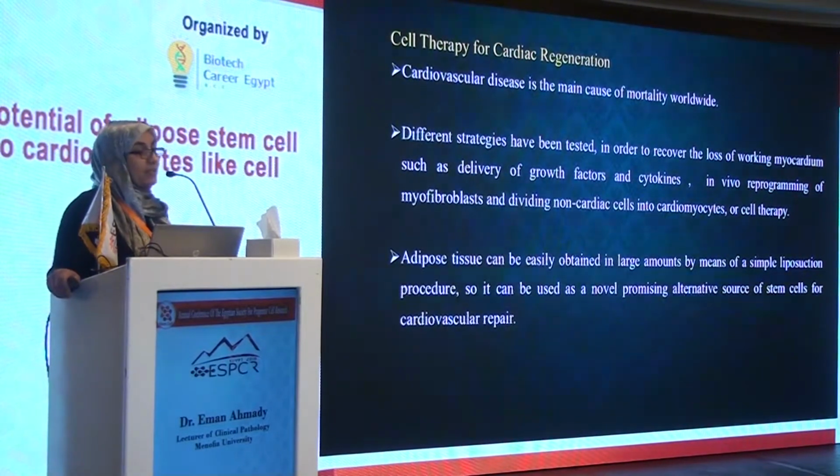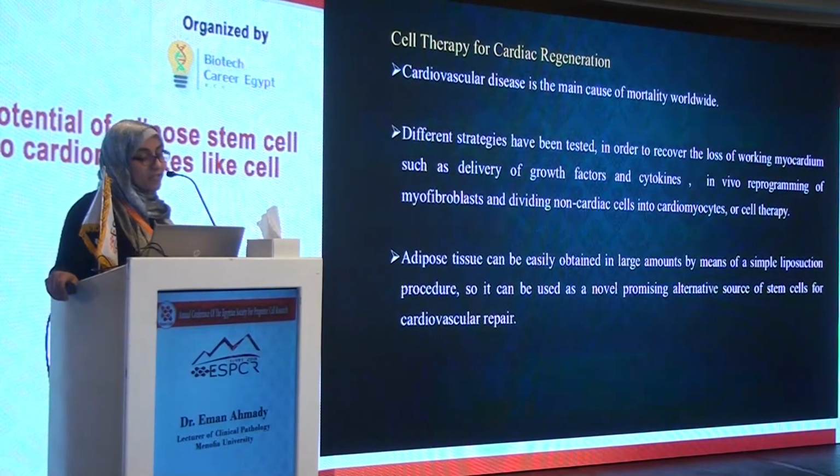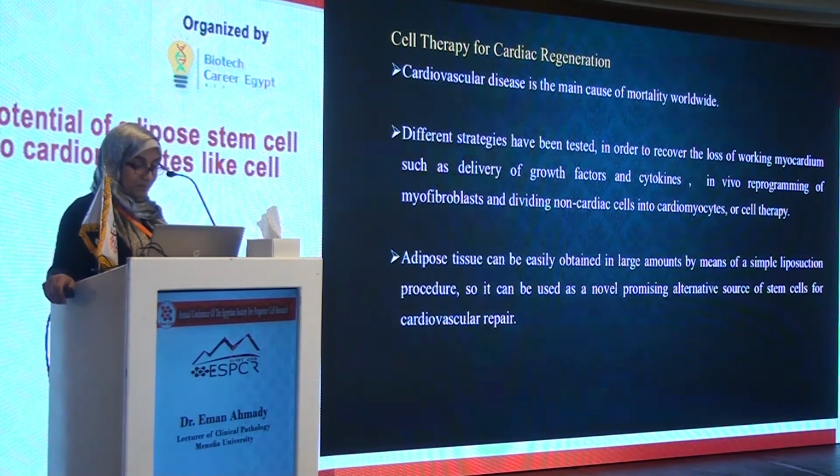Cell therapy for cardiac regeneration. Cardiovascular disease is the main cause of mortality worldwide. Different strategies have been tested in order to recover the loss of the working myocardium, such as the delivery of growth factors, cytokines, in vivo reprogramming of the myofibroblasts, and dividing non-cardiac cells into cardiomyocytes, or cell therapy.